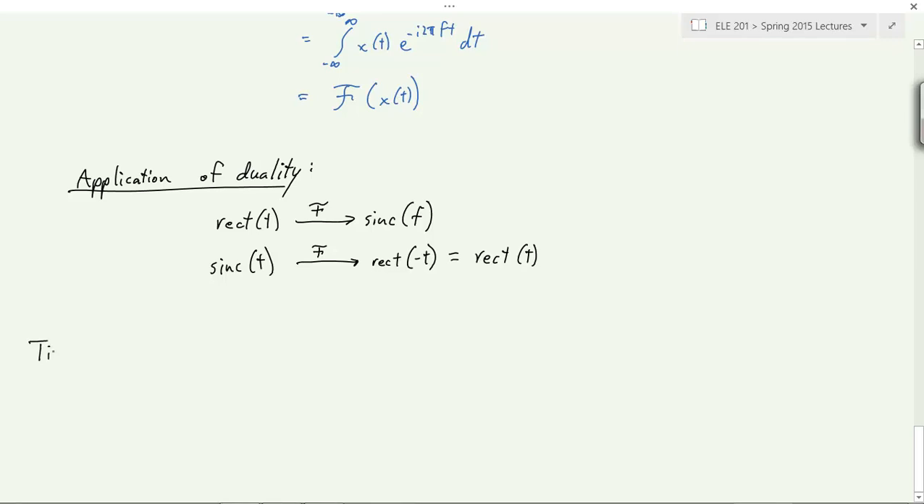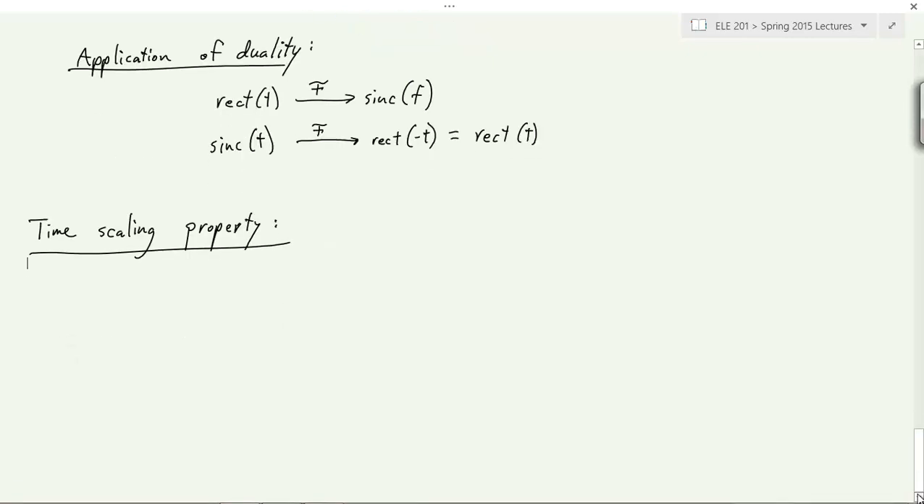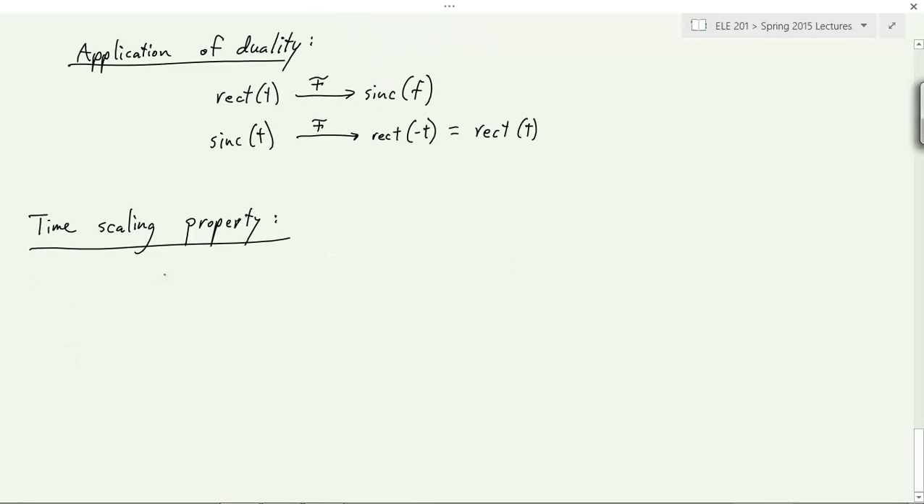Let's look at the time scaling property. First of all, let's just make sure we solidify what a time scaling is. Suppose x was an arbitrary signal, and instead of x of t, you want to now look at x of at, where a is some real number.